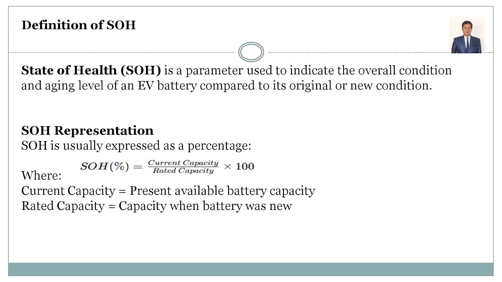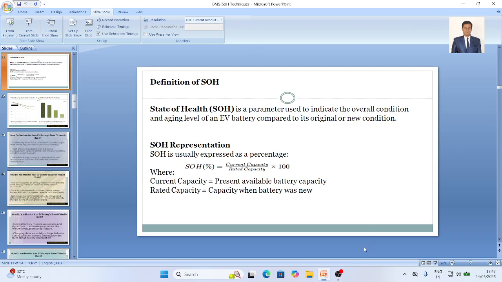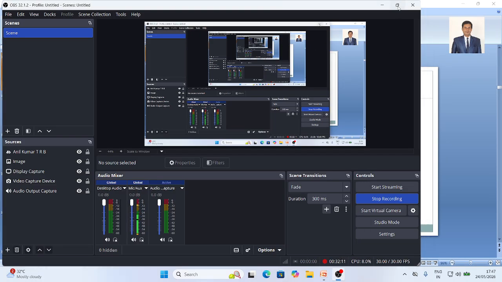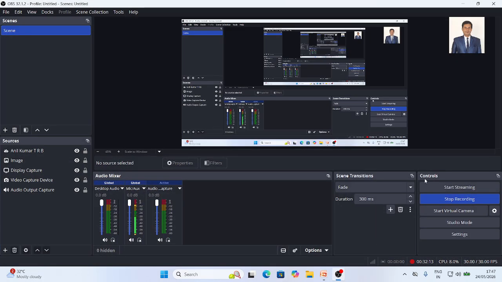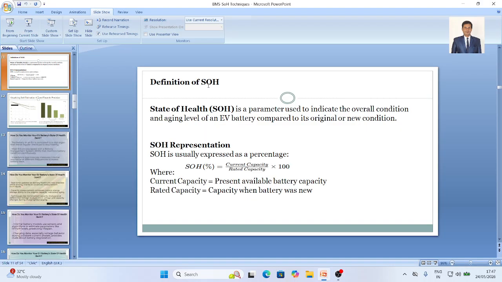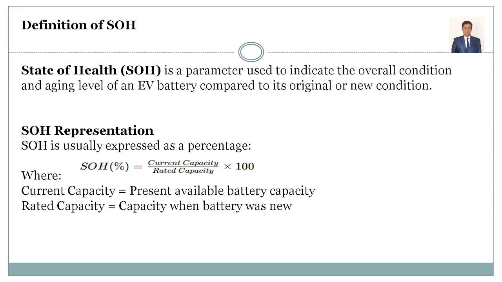Right. Let us see the definition of the SOH. So what is actually SOH? What is the job of the SOH here? What is SOH doing actually? Does it do any job? So that is what you have to understand. What is the job of the SOH for you?